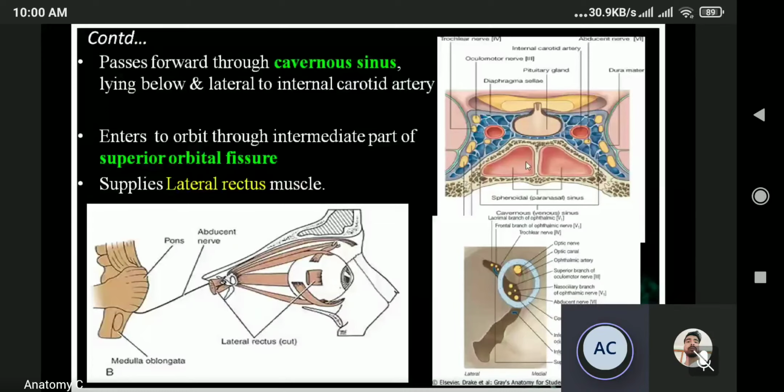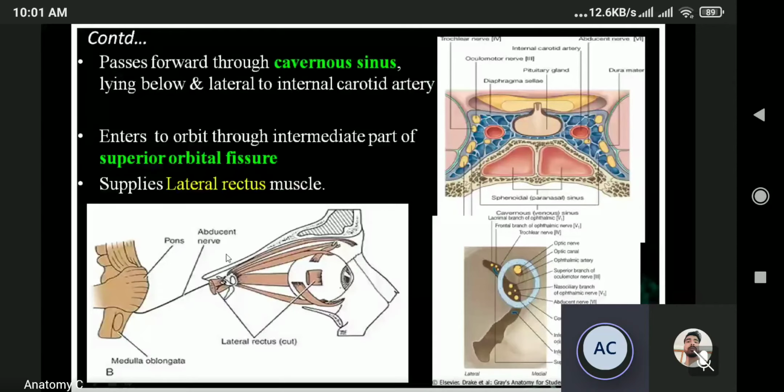Okay, so this one is the abducens nerve. Sorry, it will not pass through the lateral wall. It will be a content of the cavernous sinus along with the internal carotid artery, lying lateral to the internal carotid artery. It will pass through the cavernous sinus and enter into the orbit through the superior orbital fissure.